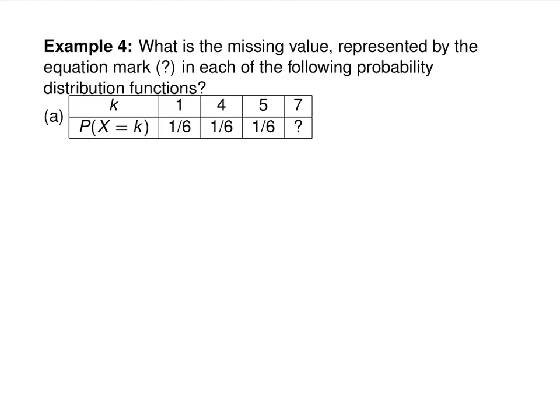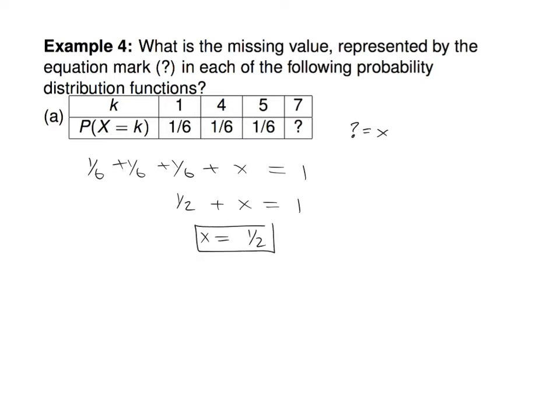And because all the probabilities of all the outcomes need to add to 1 in the sample space, this will let you find some missing probabilities. So for example here, assuming that 1, 4, 5, and 7 are the only possible values for x, let's figure out what that question mark is. And just because I'm going to hate writing question mark, I'm going to write question mark equals x. So we know a 6th plus a 6th plus a 6th plus x needs to equal 1. Well, those 3/6 makes a half. So therefore x, or our missing value, has to be a half.